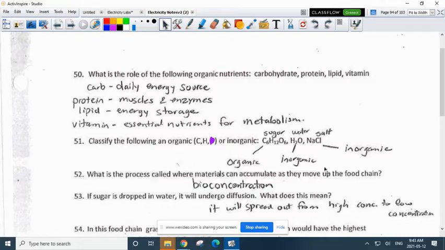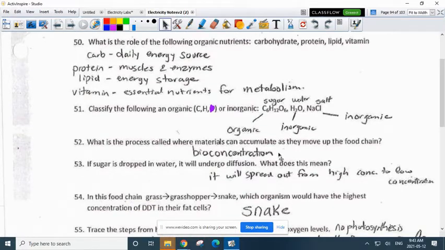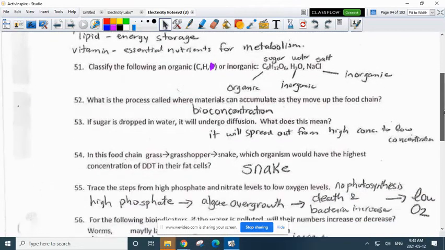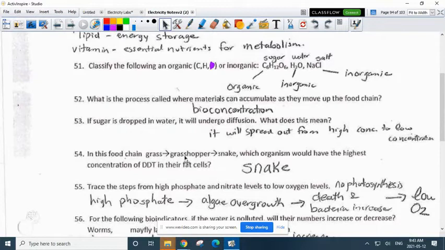Number 52, what's the process called where materials accumulate as they move up the food chain? That's bioconcentration or biomagnification, either of those. Number 53, sugar is dropped in water. It will undergo diffusion. What does that mean? It means that it will spread out from high concentration to low concentration, whereas bioconcentration takes things in low concentration and makes them more concentrated.